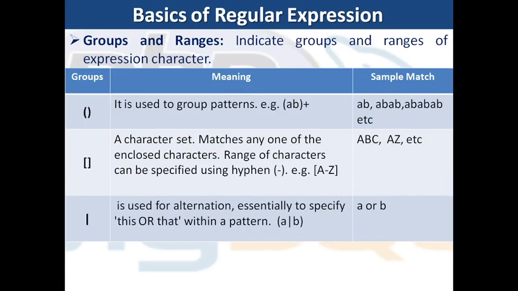Next is groups and ranges. It indicates groups and ranges of expression characters. Parenthesis is used to group patterns. For example, (AB)+. So here this plus quantifier is used for both AB, not just B, because it has been grouped by parentheses. So sample matches will be AB, ABAB, ABABAB, etc.